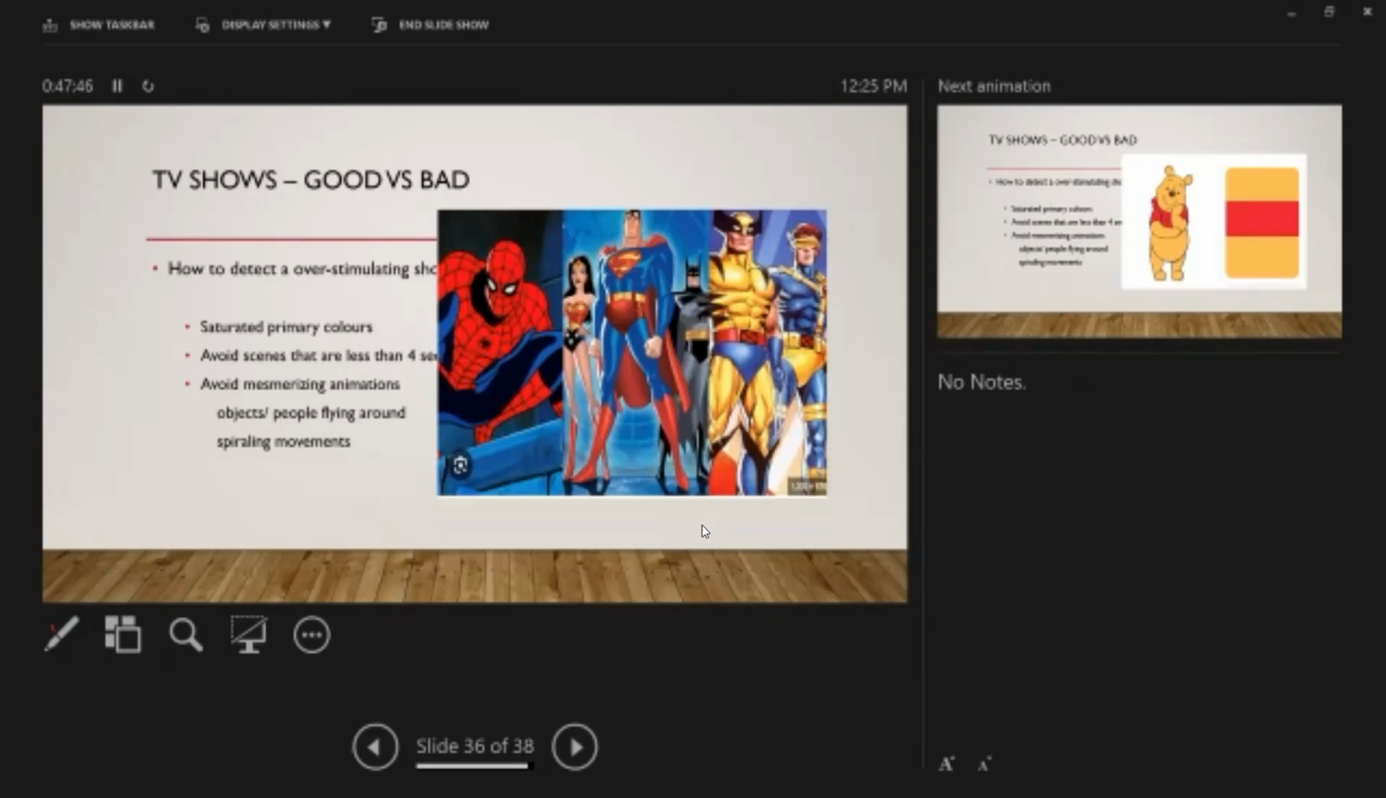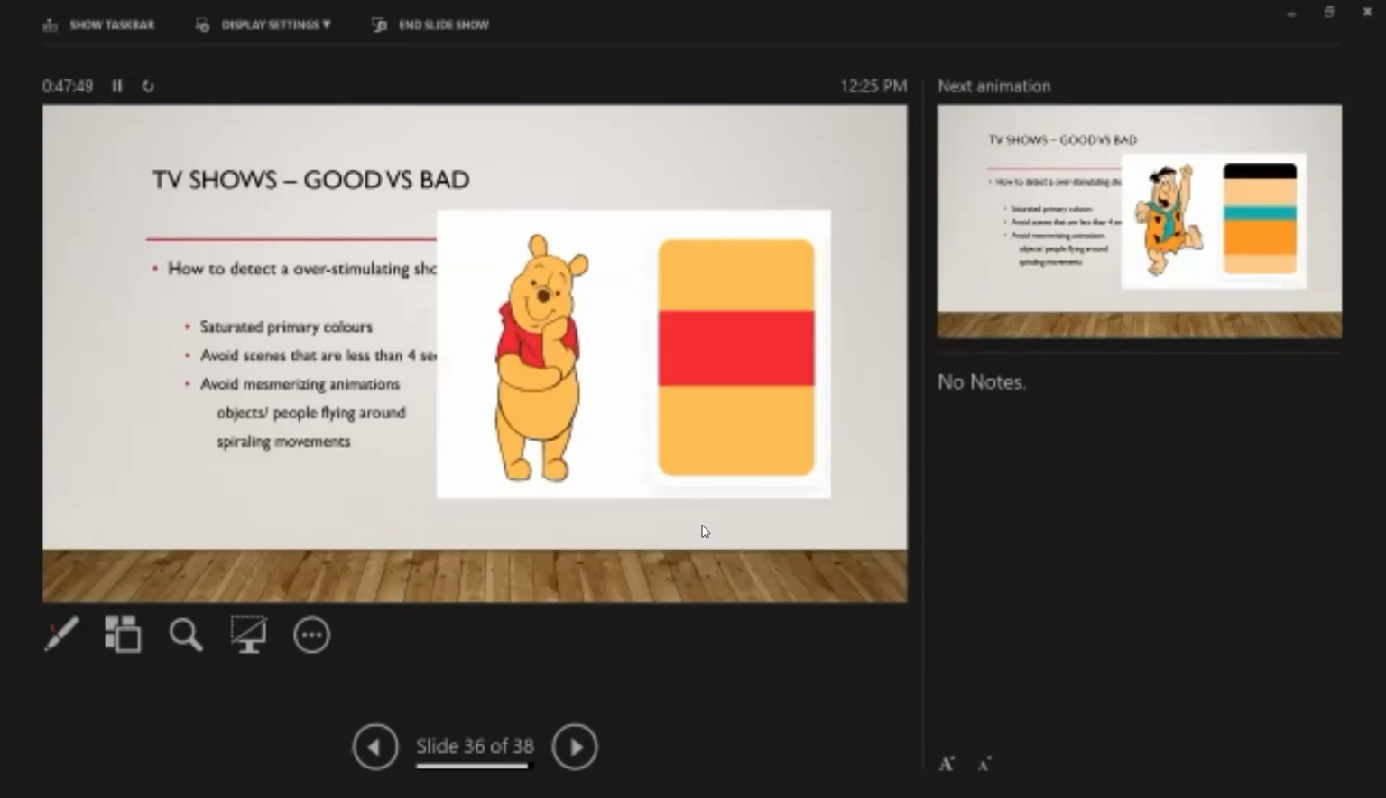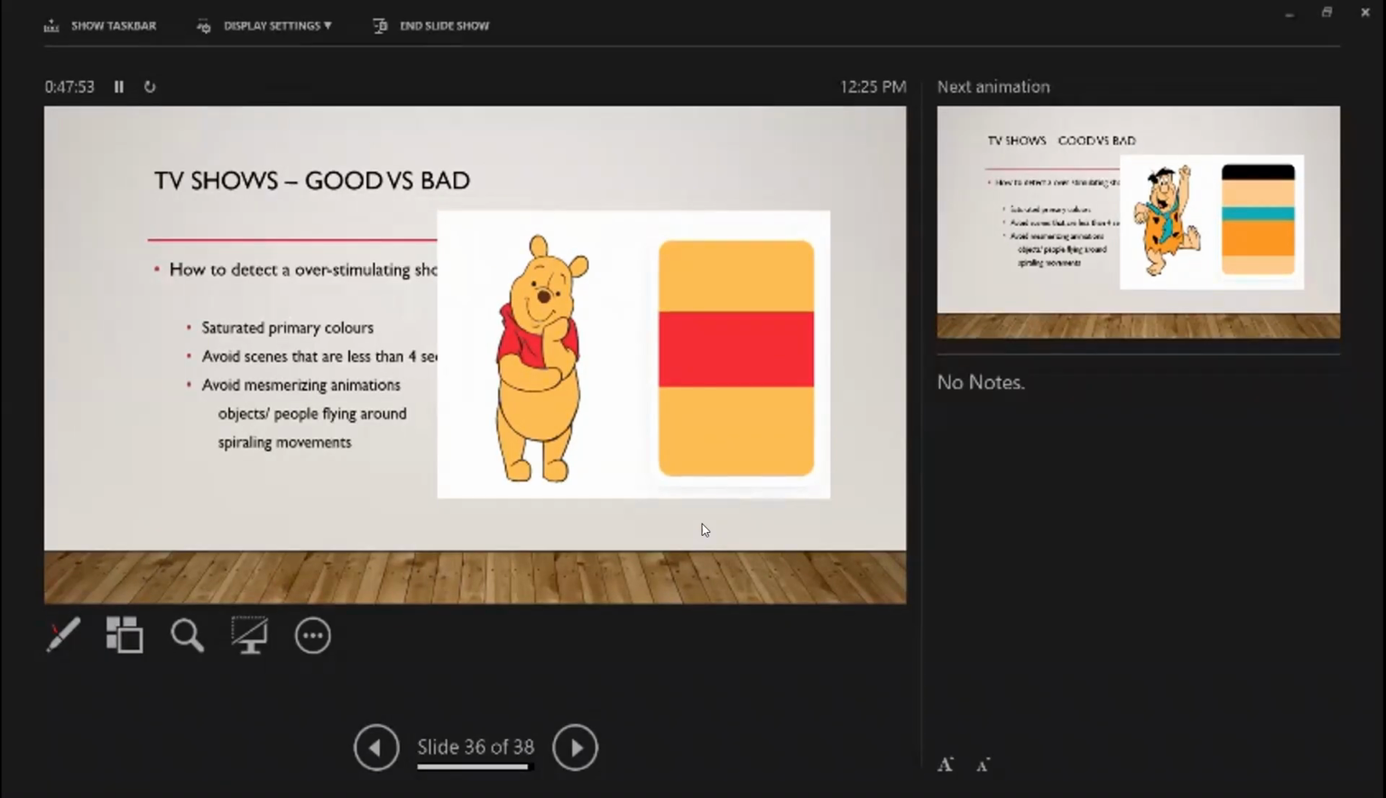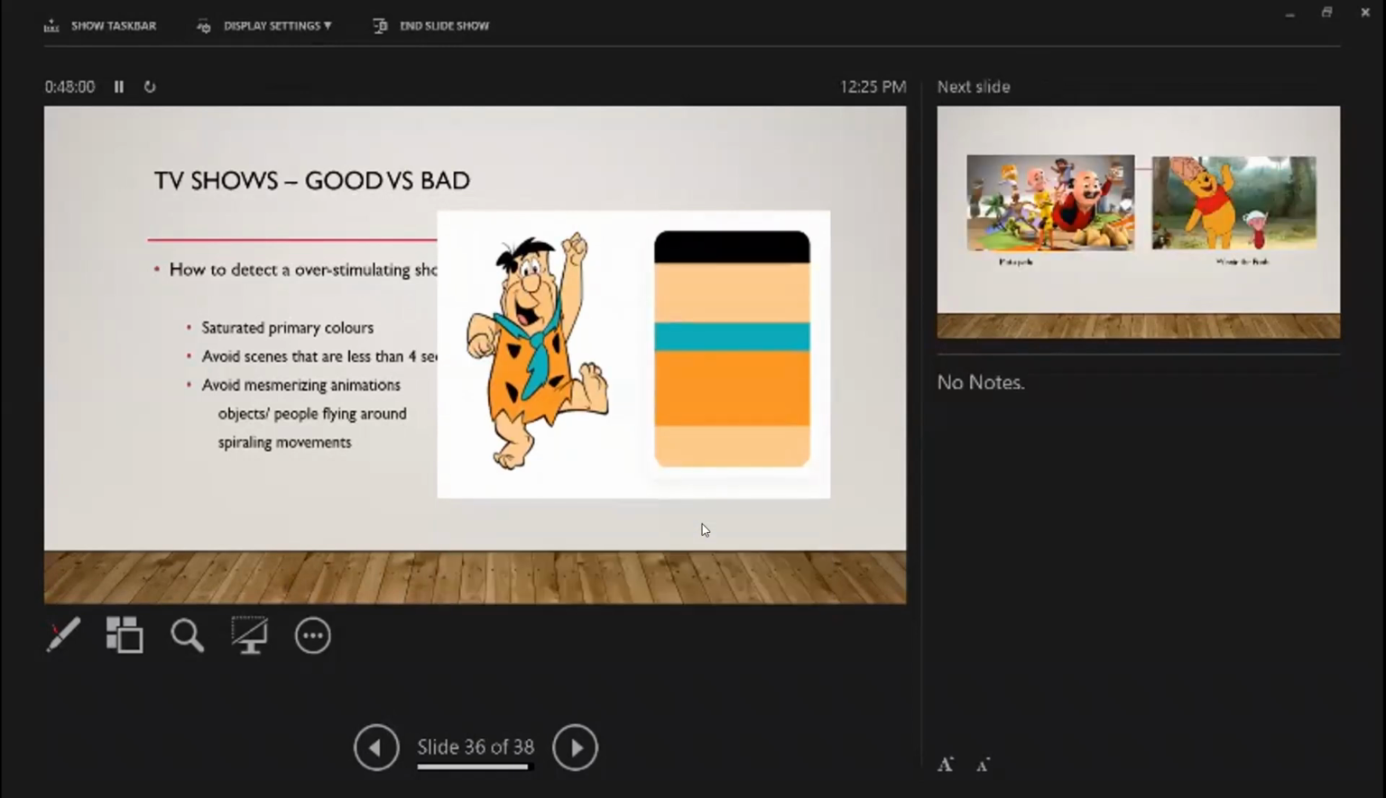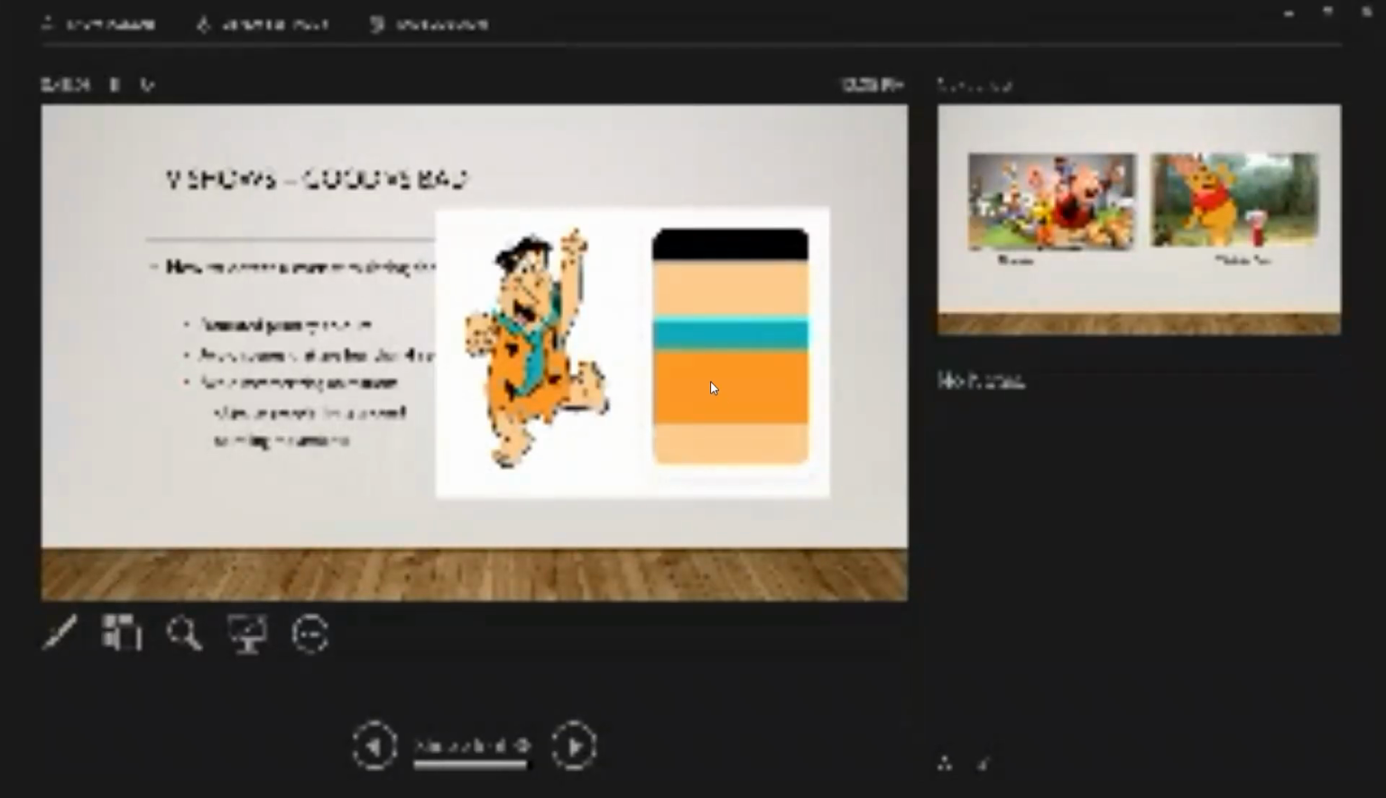Now look at this cartoon. How many colors are saturated? Only 1. Only red is the primary color. All the others are secondary colors. Only blue, this is the color palette. So only blue is the primary color. All the others are secondary colors. And you can see it's very easy on the eye, right? For a child. So these are good cartoons, right?